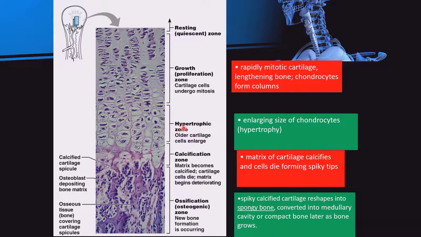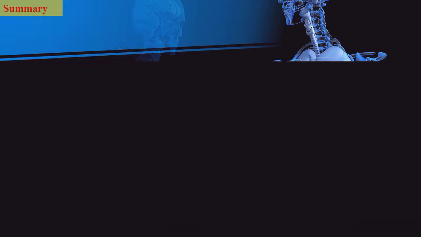What is hypertrophy? We'll be dealing with these terms in pathology lectures, but for now, hypertrophy means increase in size. As you progress downwards, the matrix of the cartilage starts to calcify, and the cartilage cells die. At the lowermost part of the picture, you can see that new bone formation is occurring. This picture shows the summary of endochondral ossification, in which the cartilage model has been converted into a long bone.